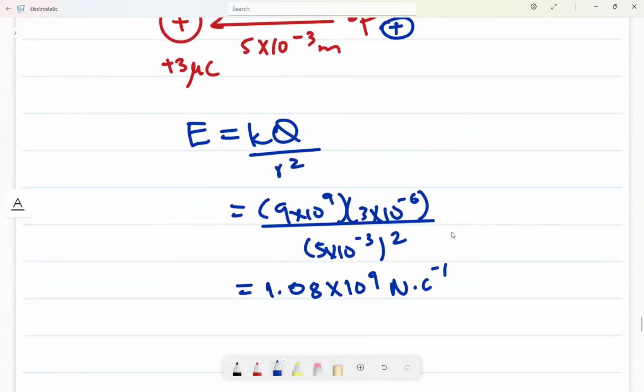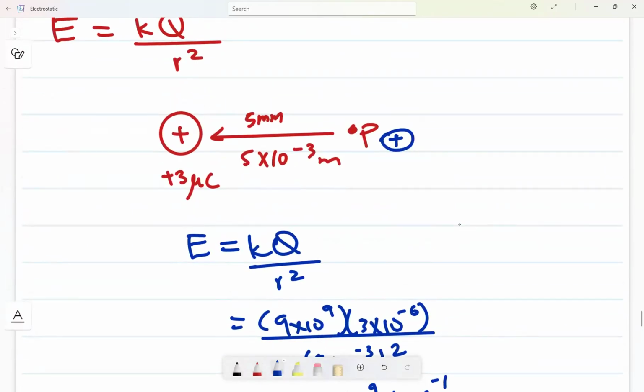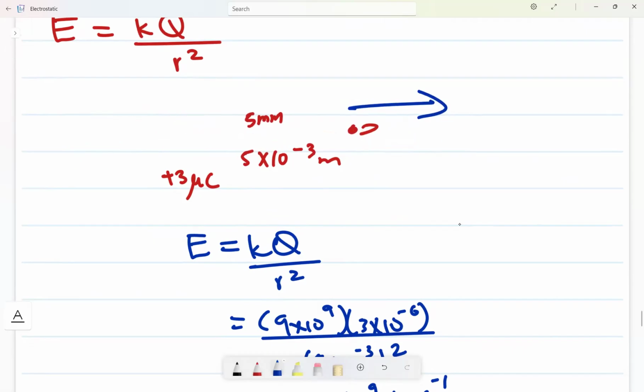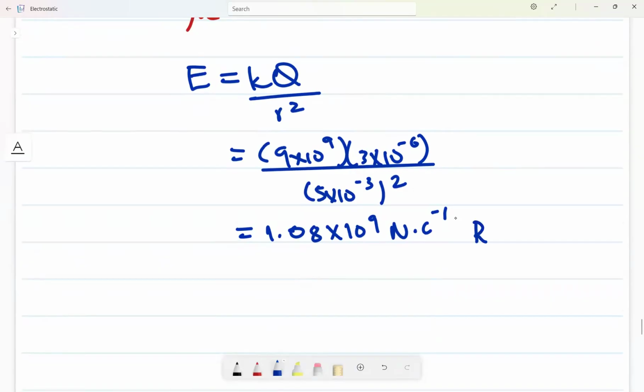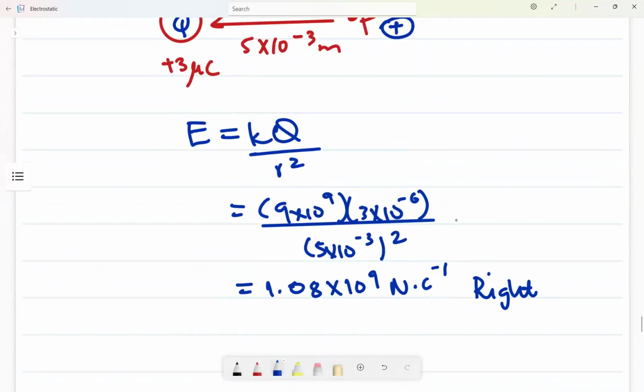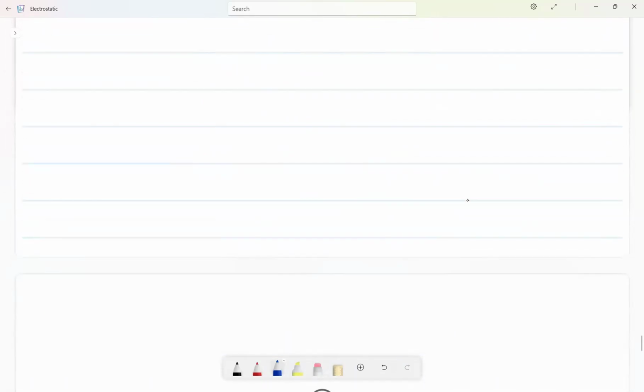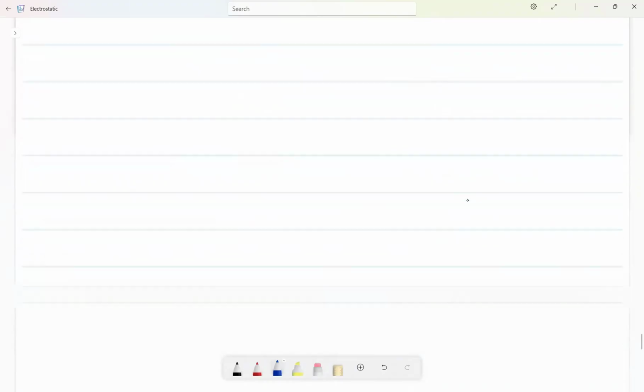Where is it moving? This is positive, this is positive. We want to know the electric field experienced at point P due to Q. So Q will cause P to move in that direction. We want to know where exactly P will go. P will go to the right, like that. So that's all for calculating the electric field.